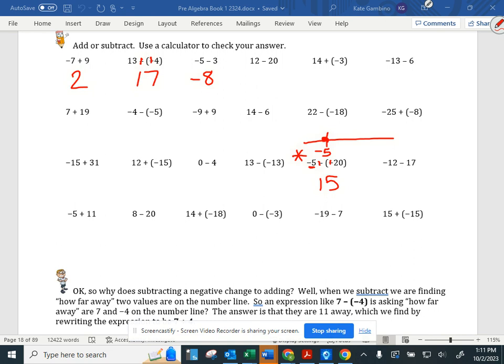Do you have another question? If they're both negative, don't they cancel each other out? Give me an example so I know what you mean. Well, kind of like that. They're both negatives, and for the one that we just did.